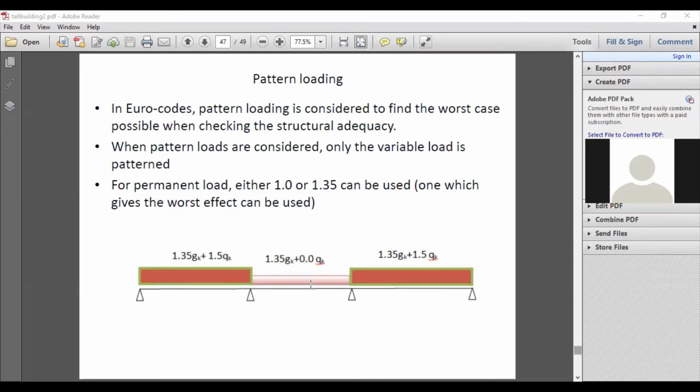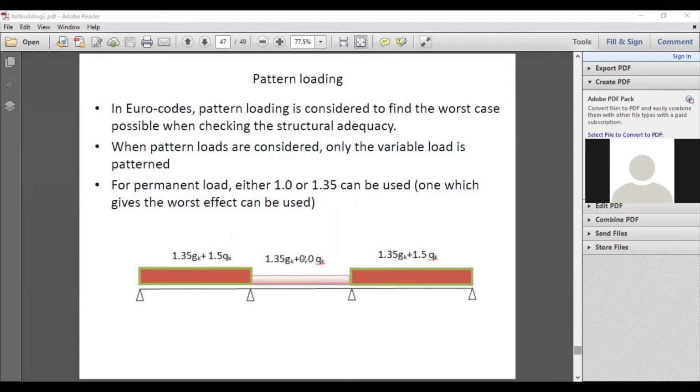Again, the answer is, if you look at all the codes, it can be the Eurocode or British code or Australian code, for beams, they always recommend considering the pattern loading. And the idea of pattern loading is we load one panel with the maximum load, and then we'll have lesser loads on the other panel. So finally, we can end up with the maximum moment on the beam.